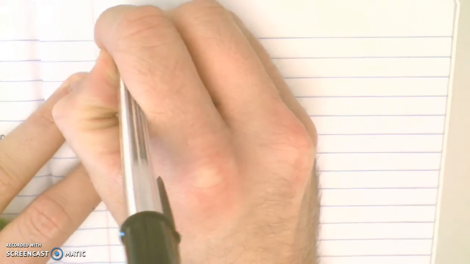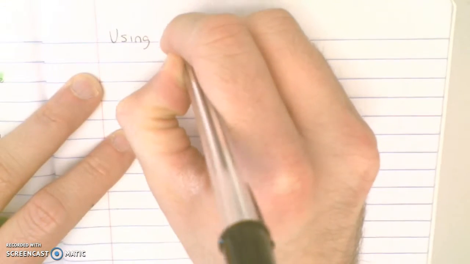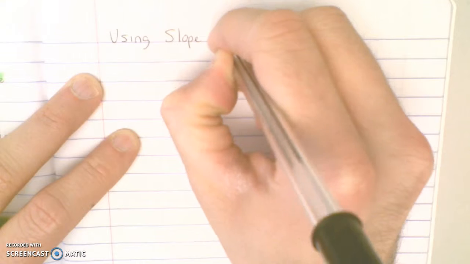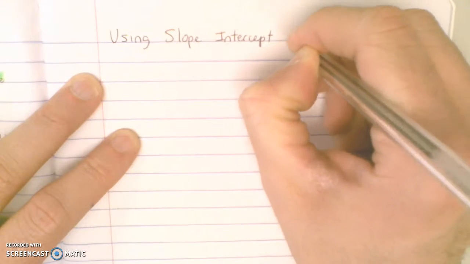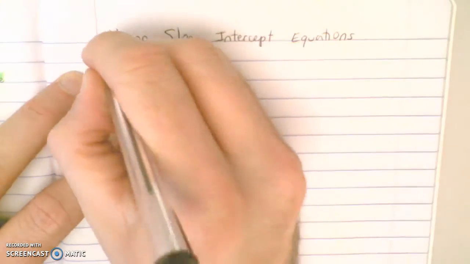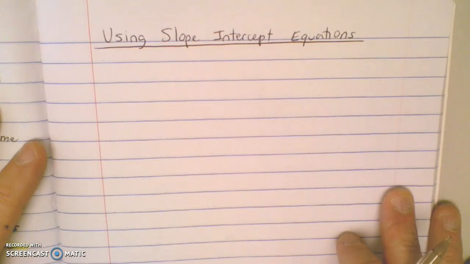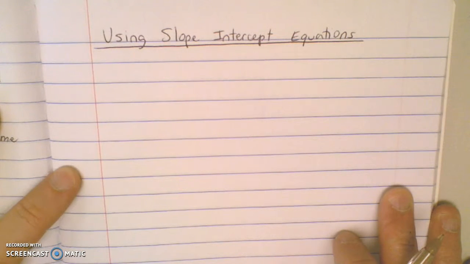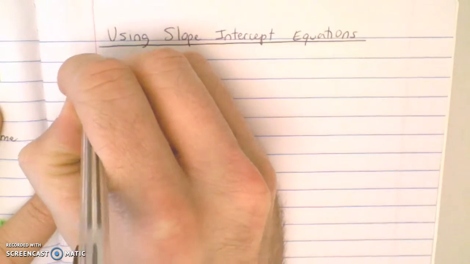All right, the last thing we're going to cover in this unit is using slope-intercept equations to solve. So we worked on writing the equations. Now we're going to use those equations and actually solve some problems. So we're just going to jump right into some examples.